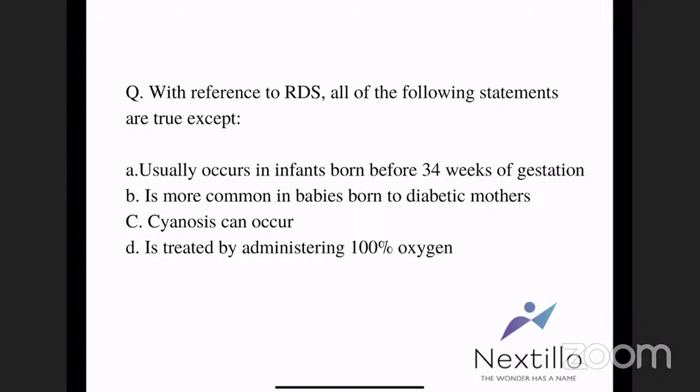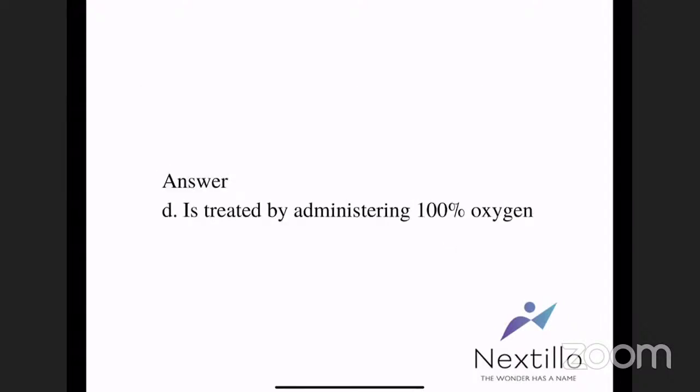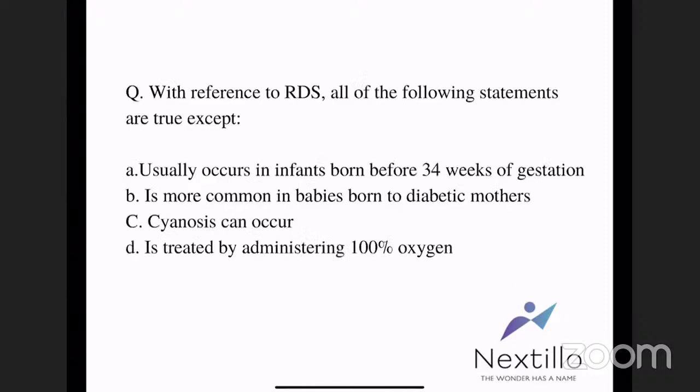This is a false statement here because we never give 100% oxygen in babies with respiratory distress syndrome, because there can be a chance of retinopathy of prematurity. The target is always to maintain SpO2 of 91 to 95%, so we never give 100% oxygen. So the wrong answer here is: it is treated by administering 100% oxygen.